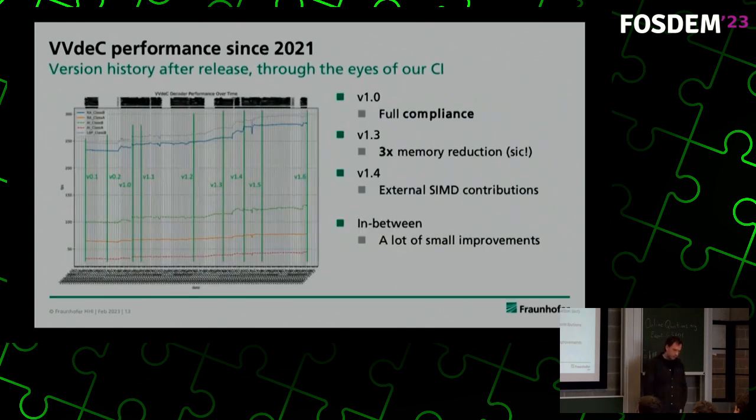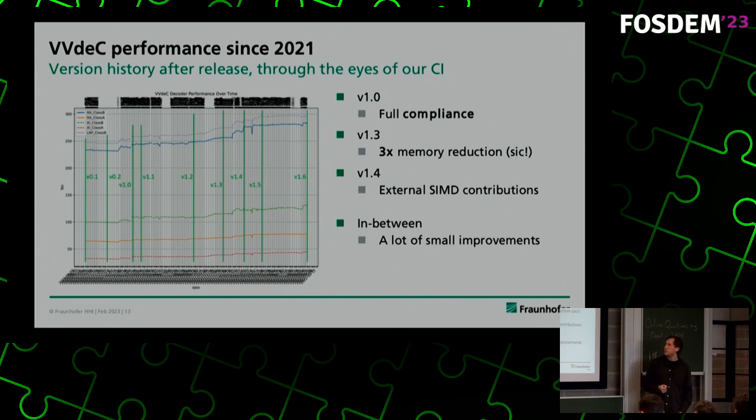All right, let's look a little bit into the development history. On the left is the performance graph for different resolutions and different coding conditions, like random access or all intra. Major milestones: 1.0, full compliance with the standard. In version 1.3, we did a 3 times memory reduction, and I was asking myself, how could we ever have released any other version? But at least we managed to get it better.